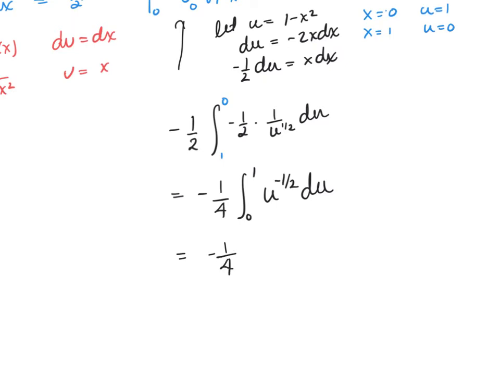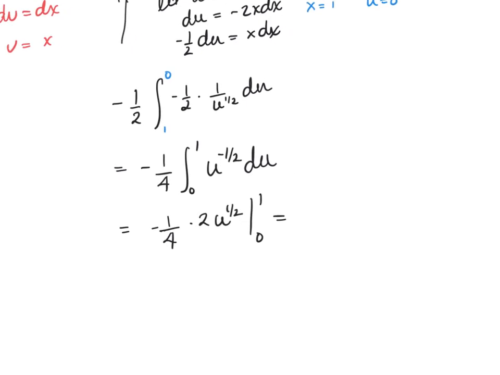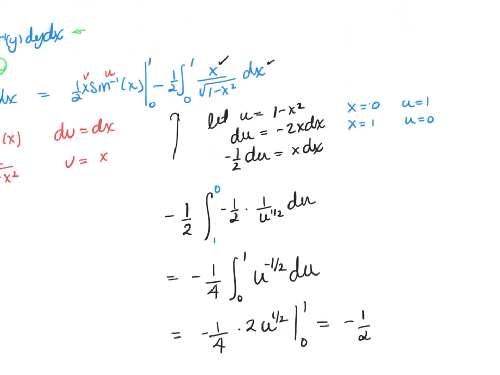Now this becomes negative 1/4, and I have u raised to the negative 1/2. So then I'd multiply by 2, u raised to the 1/2 from 0 to 1. I put in the 1 because the 0 will make it go to 0. And so I end up with this becoming negative 1 over 2. So all of that just to tell me that this thing in all of its glory is equal to negative 1/2.